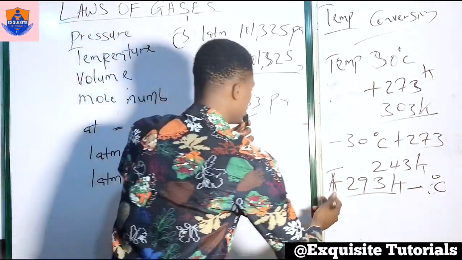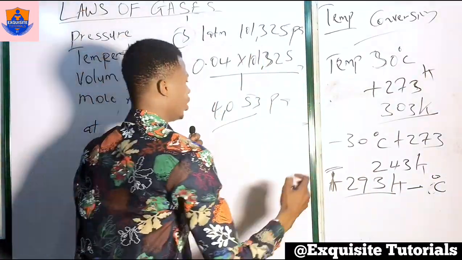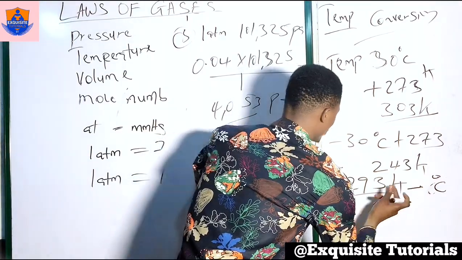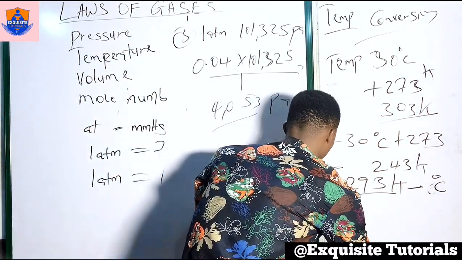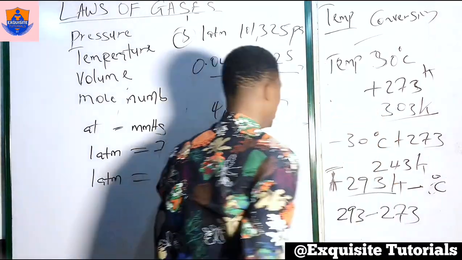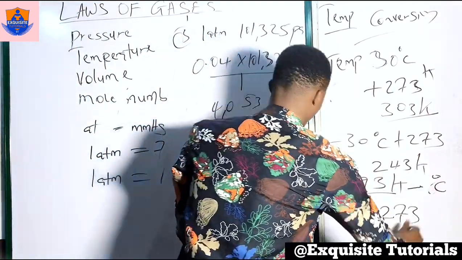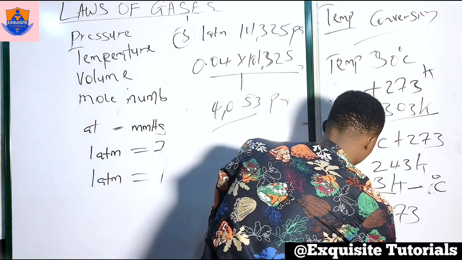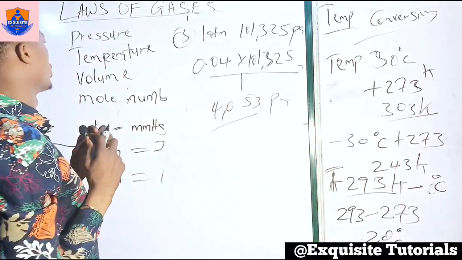So what do you do here? Since you have your temperature to be 293 in Kelvin, what you're going to do is subtract 273 from this, and you get your answer. So 293 minus 273, and what you're going to get there is 20 degrees Celsius. I think this was helpful to us.